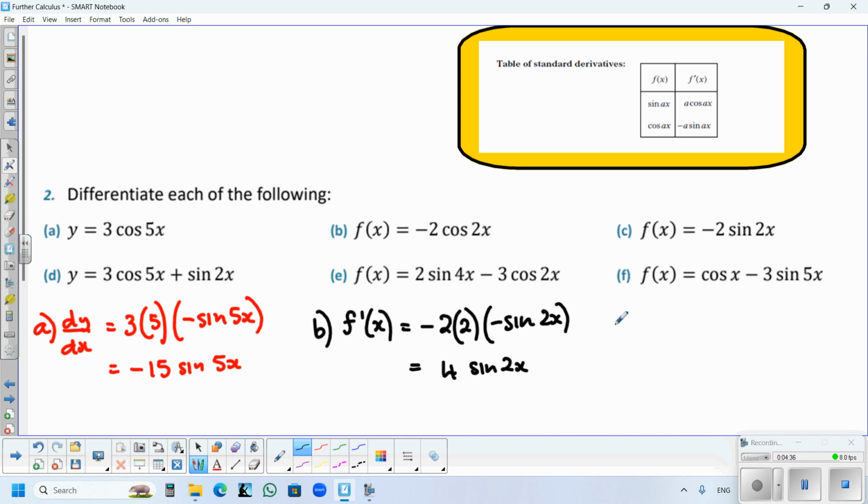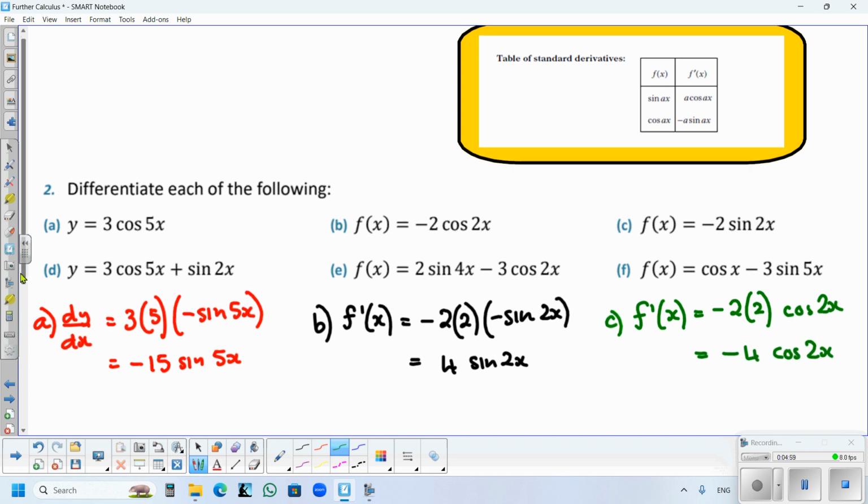Next one, part C. For part C, we've got f dash x, and we've got a minus 2 sitting in there, so that stays. We've got a 2 in front of the x, I've got to multiply by that, and the derivative of sine is going to be cos, so it's cos 2x. Tidy it all up, becomes minus 4 cos 2x.